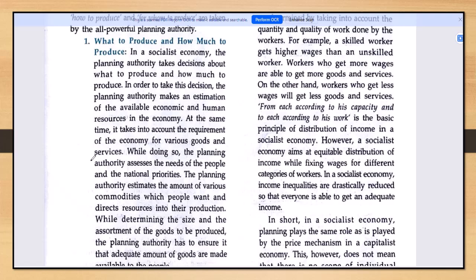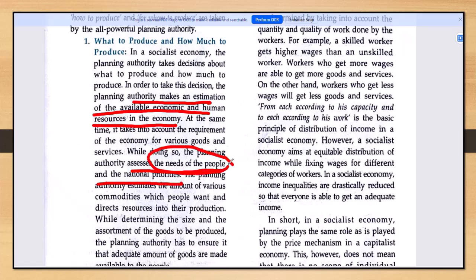Therefore, most of its decisions are aimed at the welfare of the entire economy, for the welfare of the society. So first, what to produce, how will that decision be taken? The authority makes an estimation of the available economic and human resources in the economy. Whatever the resources are there, the government will first estimate the amount available. Then it will assess the needs of the people and the national priorities.